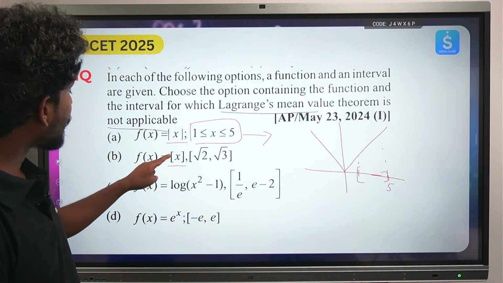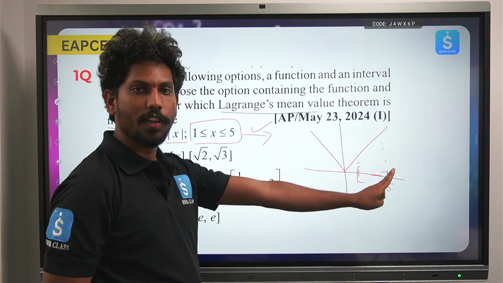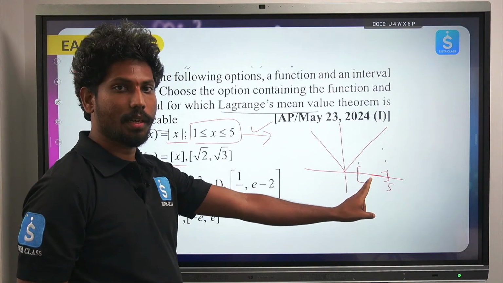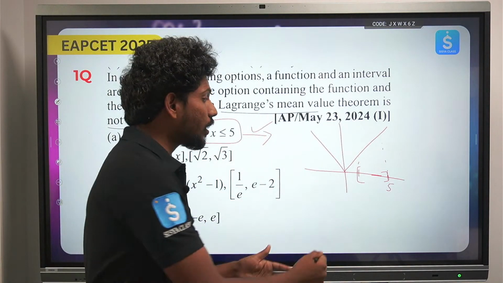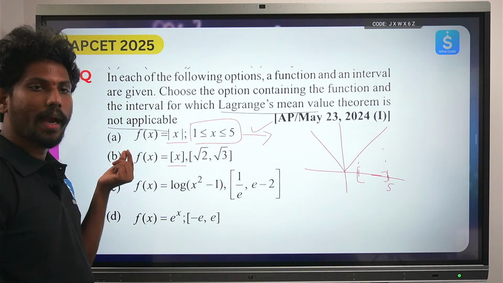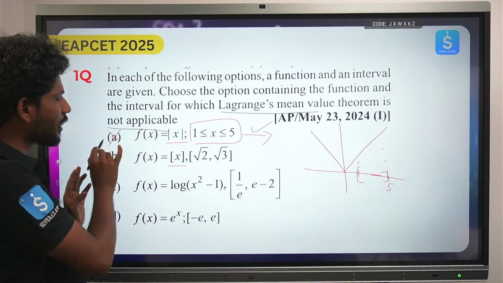Now, here the function is continuous and it is differentiable, so the two conditions are satisfied, hence we can apply Lagrange theorem here. But suppose the question is twisted like this, if he had just pushed this 1 to -1 or -2, then this would not be applicable. So option A is wrong, right?